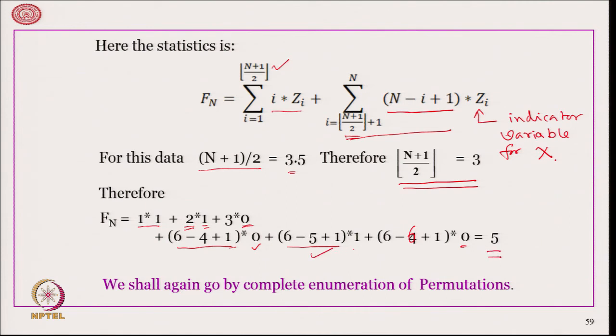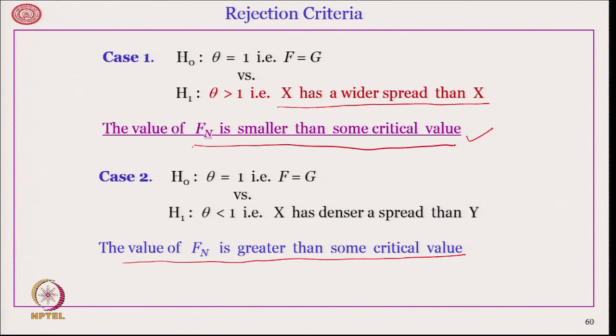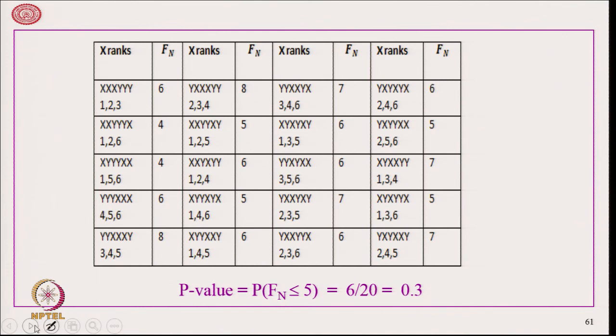is equal to 5. Again, we will go for a complete enumeration of permutations. We know that the rejection criterion, if x has a wider spread, which is our alternative, is that Fn is smaller than some critical value. However, if x has a denser spread, then our rejection criterion would have been that the value of Fn is greater than some critical value. But since this is our case, we are looking at Fn smaller than some critical value. So, for all the 20 permutations, we compute the value of Fn. So, we have all those values.